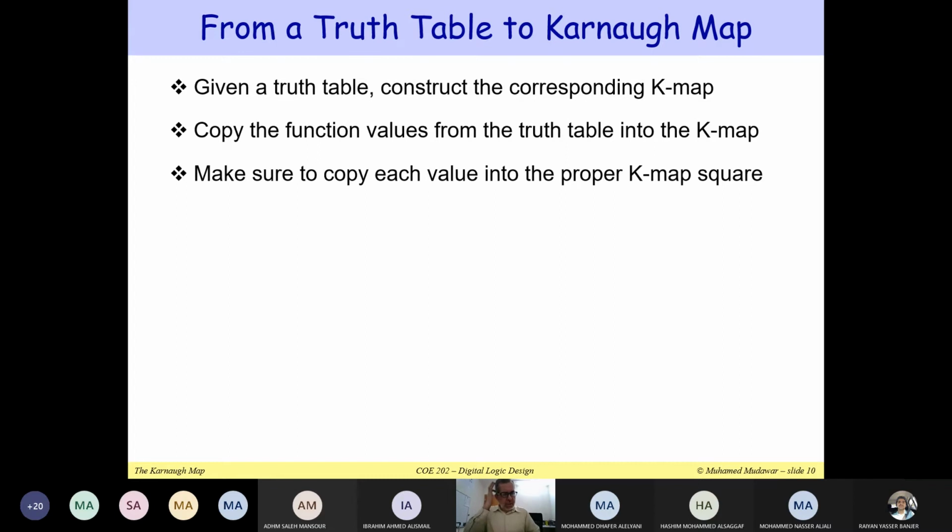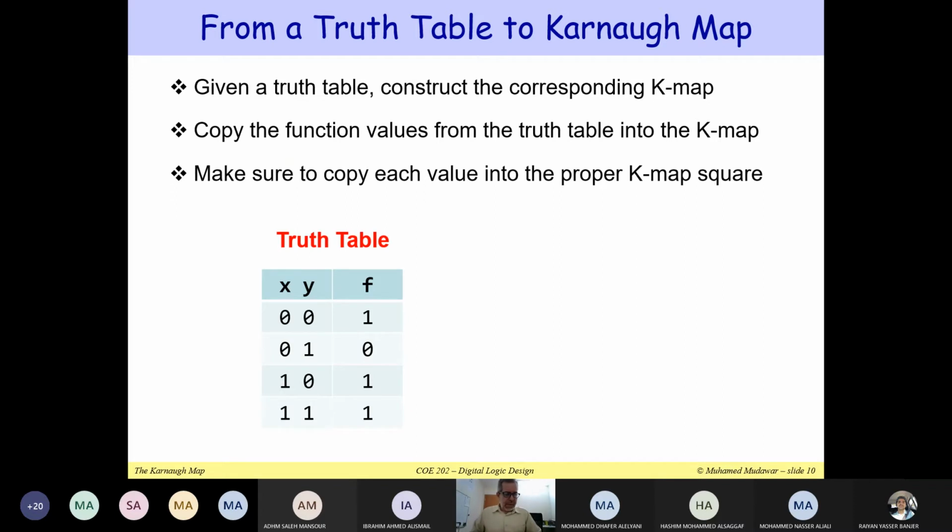Now, from the truth table, you can easily construct the corresponding Karnaugh map. Let us start here with the truth table. This is my function f. In fact, you don't even need a Karnaugh map for 2 variables. With some intuition, you can actually get the expression directly even from the truth table. But I use this Karnaugh map just to show you how we can use it.